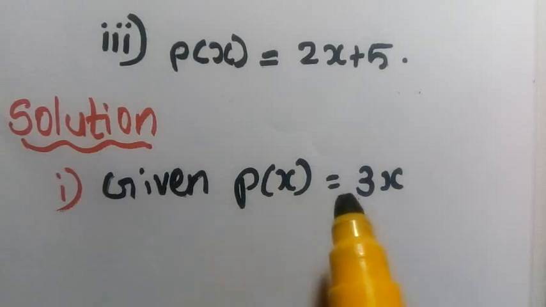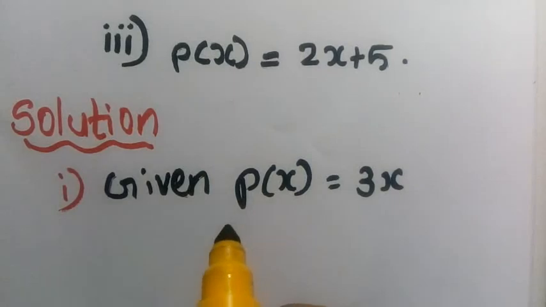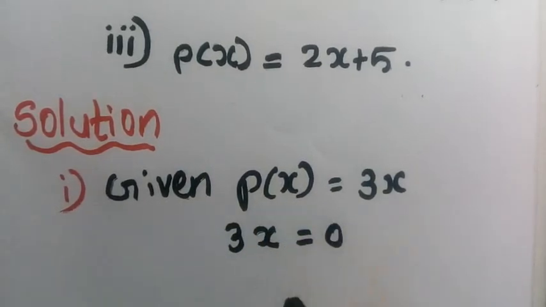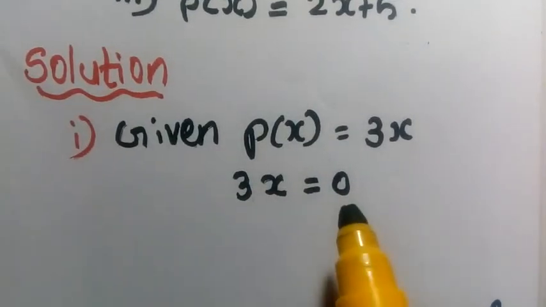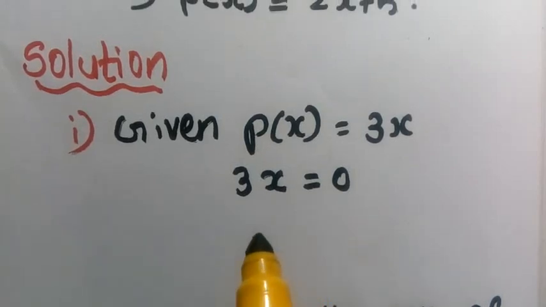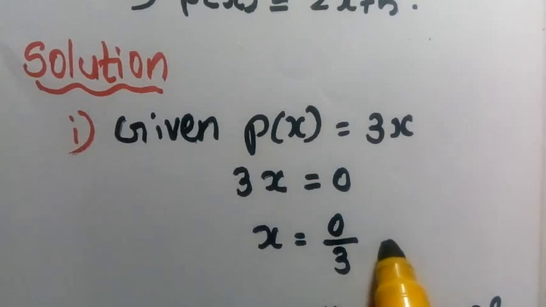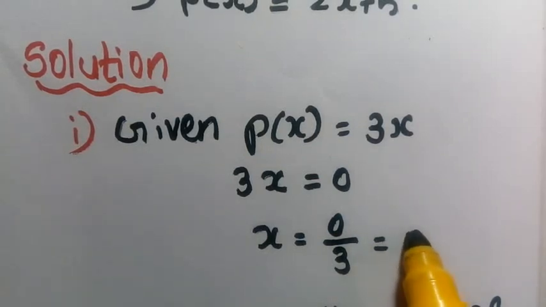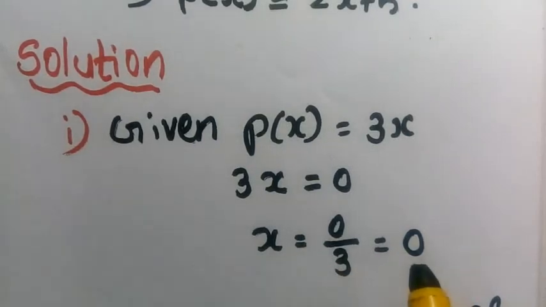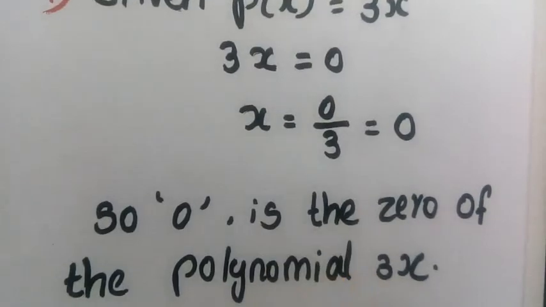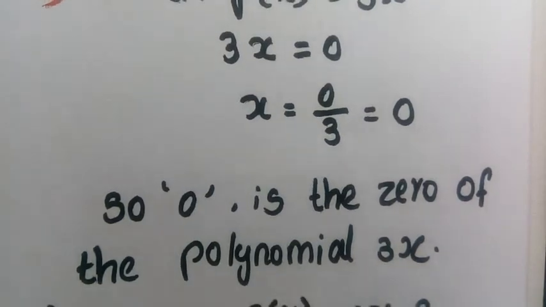Okay. So here we have p of x is equal to 3x. We need to equate 3x to 0. 3x is equal to 0. Now we need to solve it. Okay. 3x is equal to 0. Then what is x? Then x is equal to 0 by 3. What is 0 by 3? 0 by 3 is equal to 0. So we got the value of the variable x is equal to 0. So 0 is the zero of the polynomial 3x. Okay. Next question.